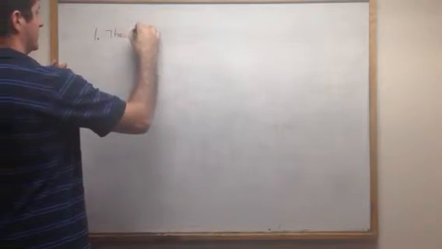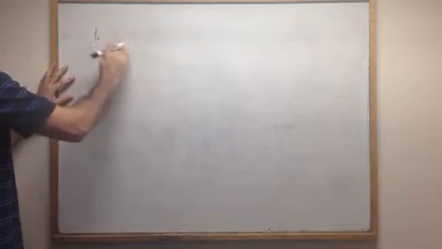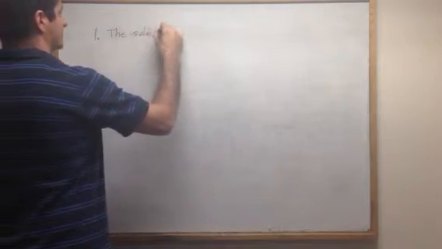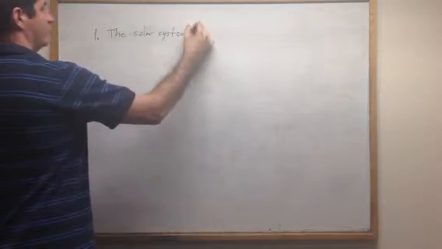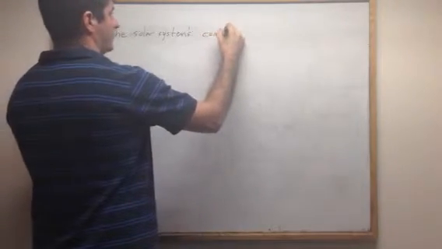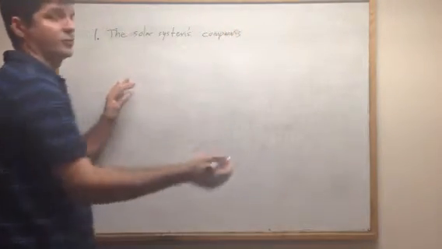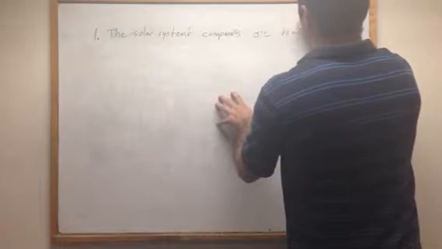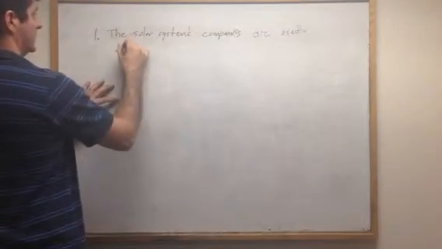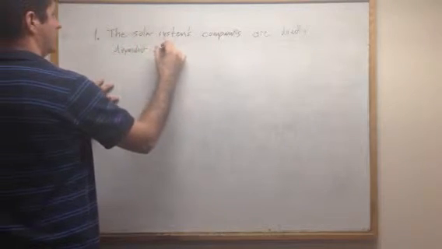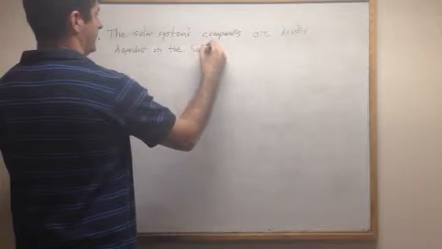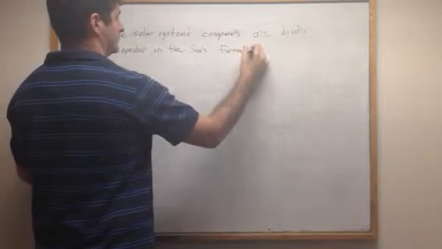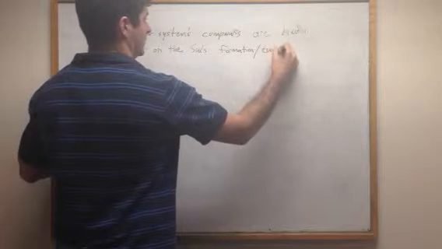the evolution, how do I put this? The solar system's components, meaning the objects inside the solar system, are directly dependent on the sun's formation and subsequent evolution.